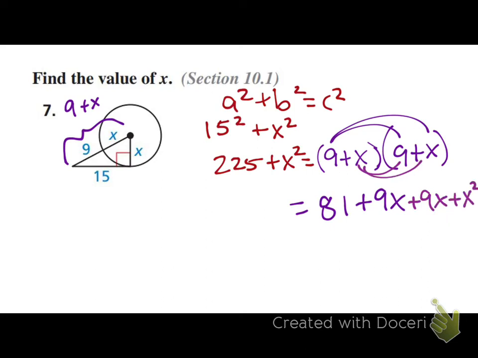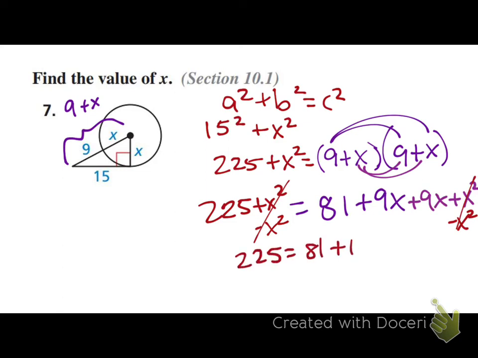X squared. What happens to the x squareds if I try to move either of them? They cancel. Because if you go to subtract, that one's gone. I subtract on that side, that one's gone. So you have 225 equals 81 plus 18x. Subtract the 81. What is 225 minus 81? 144 equals 18x. Divide by 18, and x is 8.